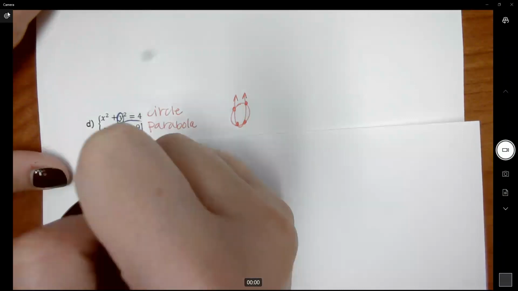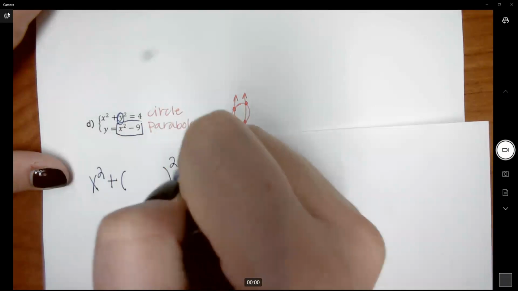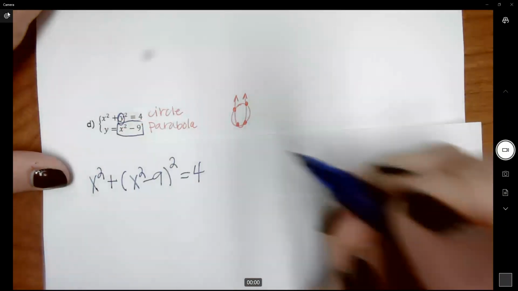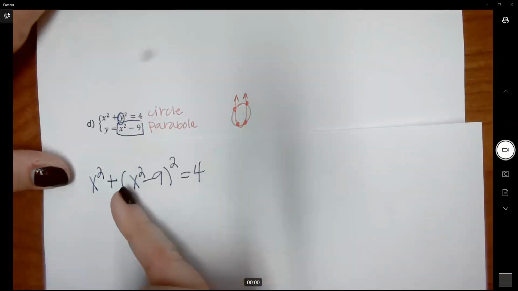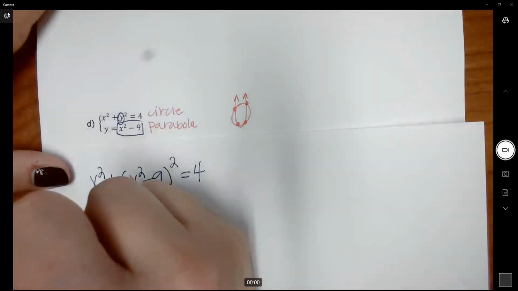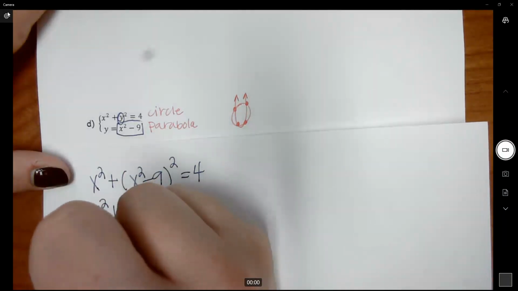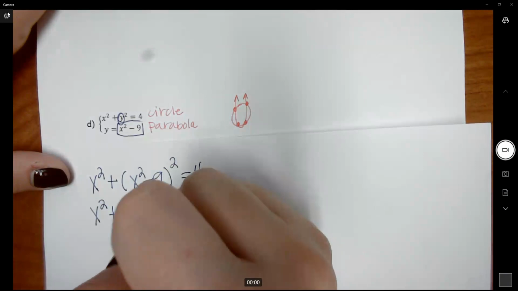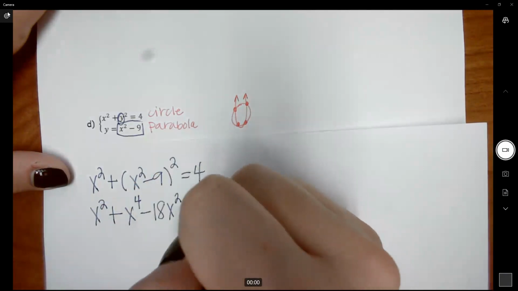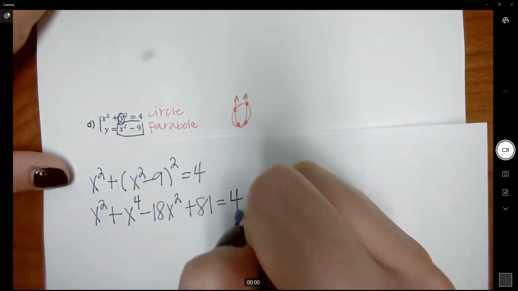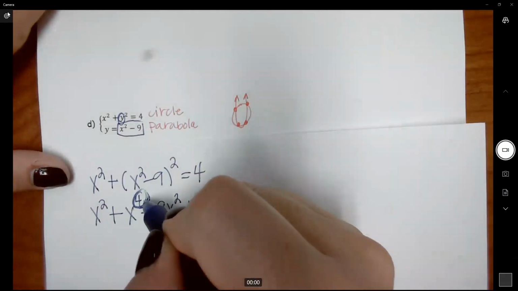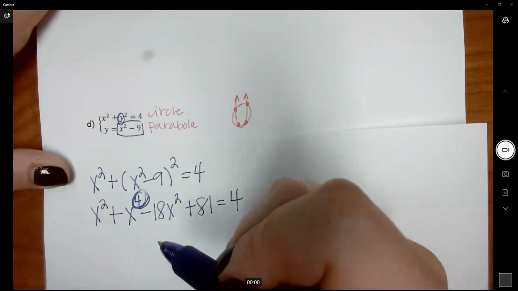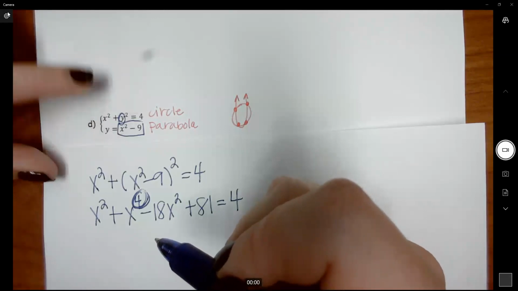we would have x squared plus, in place of this y, I am doing x squared minus 9. Right here, this is going to give you an x to the 4th. This is x squared plus, when you expand this out and FOIL it, this is x to the 4th minus 18x squared plus 81 equals 4. I don't want to deal with polynomials to the 4th degree. So I don't want to substitute this in the way that they have this written.